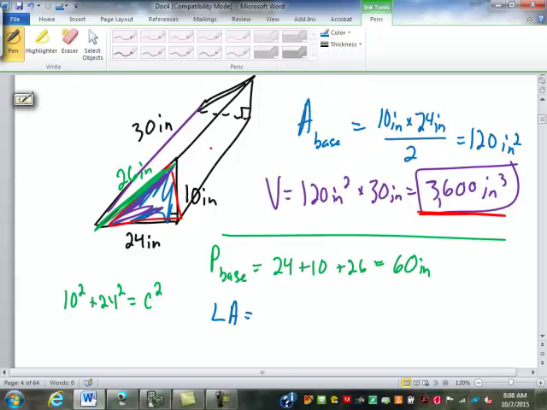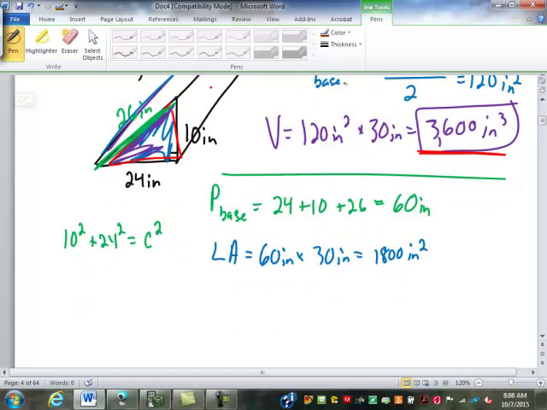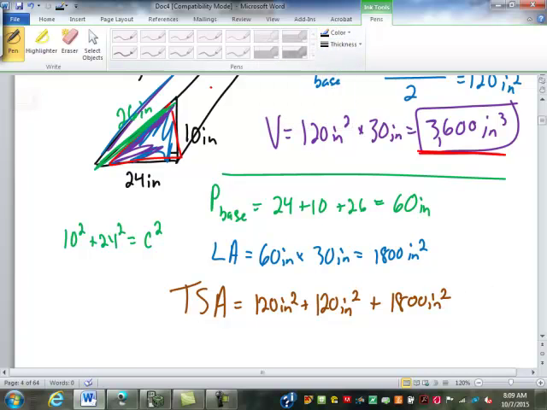So my lateral area is that perimeter of the base, 60 inches, times that same height or distance again of 30 inches, giving me 1,800 square inches. So my total surface area is the area of the base, 120, plus the other base, 120, plus the lateral area of 1,800 square inches, which gives me a total of 2,040 square inches of total surface area.